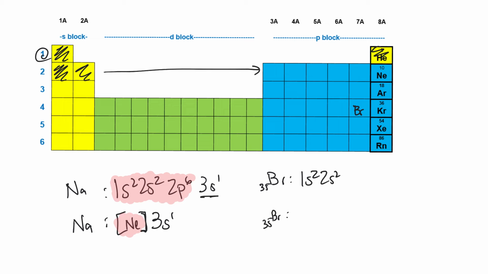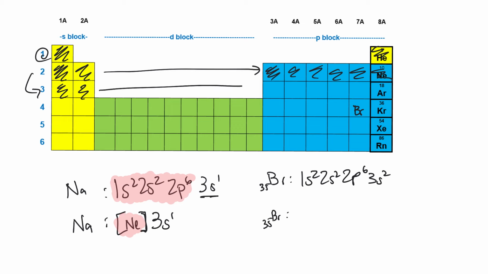Then we continue down the row. So 2p: 1, 2, 3, 4, 5, 6. So we got 2p6. Next row, 3s. How many 3s? We got 2 of them. All right, down this row here, we got 3p. How many 3p's? 1, 2, 3, 4, 5, 6.